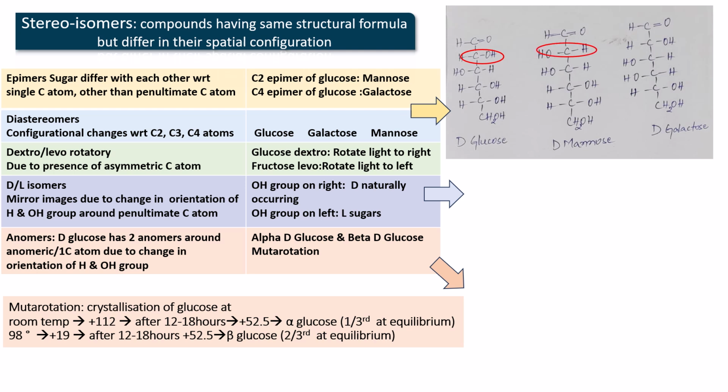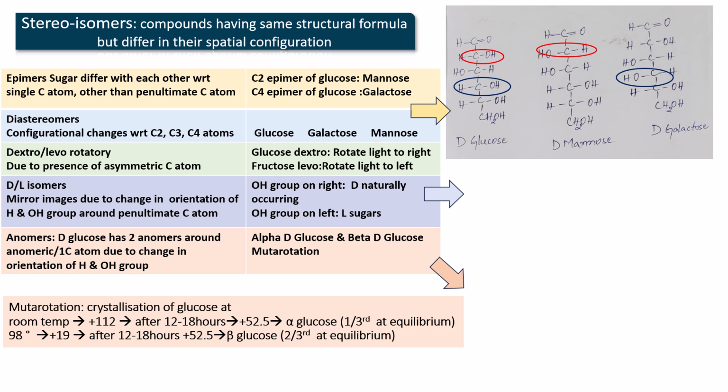So mannose is the C2 epimer of glucose, and glucose and mannose differ from each other at the second carbon atom. And the C4 epimer of glucose is galactose, and glucose and galactose differ from each other at the fourth carbon atom. Now, glucose, mannose, and galactose also differ with respect to C2, C3, C4 atoms when all three are considered together, and these are known as stereomers.